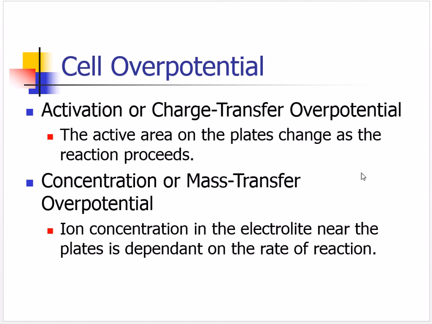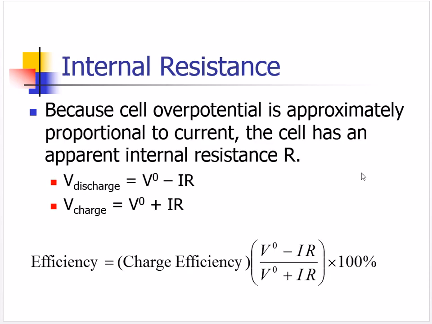As we react out the area on the plates in the batteries, the reactive area that we have left decreases. The ion concentration in the electrolyte near the plate decreases or can change depending on how fast the reaction proceeds forward. And electrically, we just put all these things together and we pretend like the battery has an internal resistance.